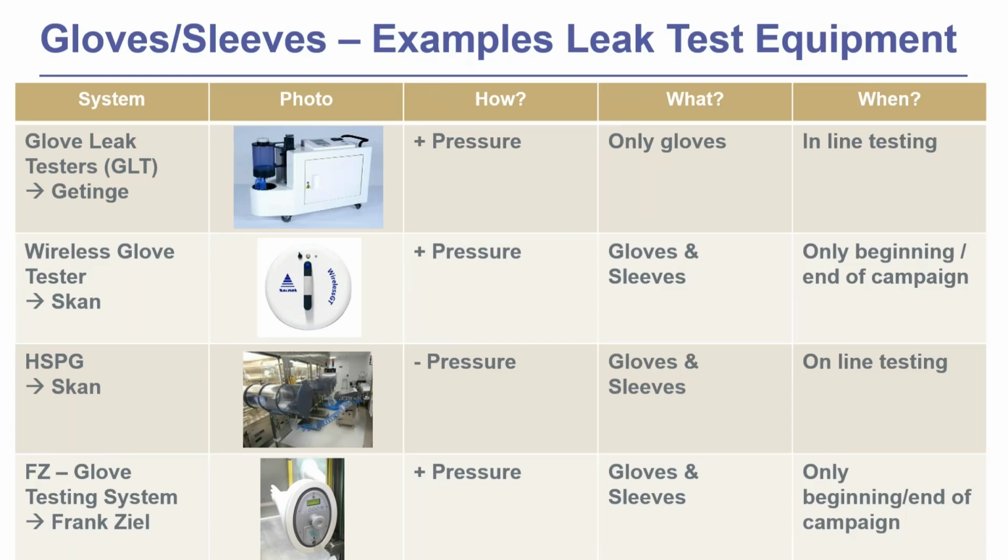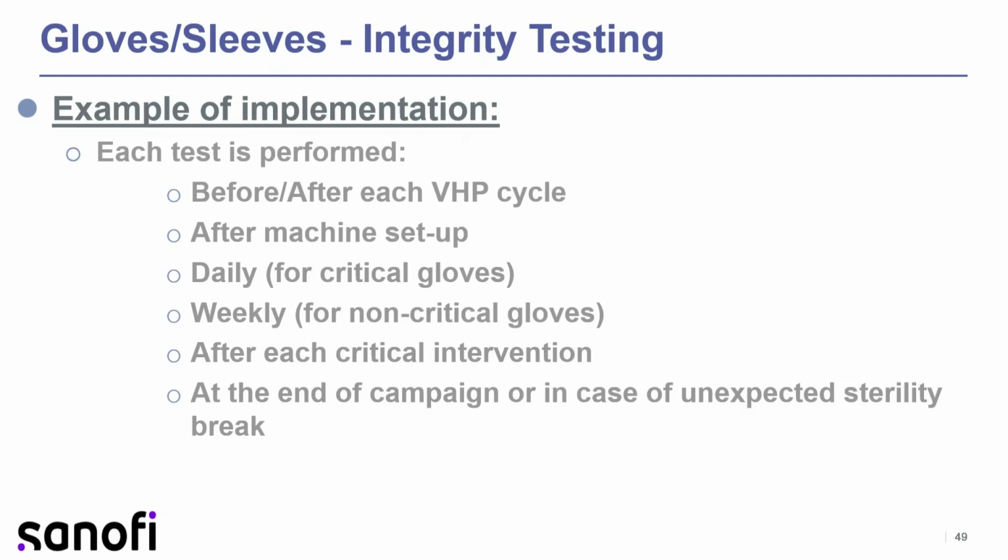It is also important to evaluate using specific test equipment for leak testing of the gloves. You have examples here of equipment that could be used with positive pressure or negative pressure, and different possibilities of what to control and when to control. Here is an example of how to implement integrity testing for the gloves and sleeves. They should be tested, for example, before and after each VHP cycle, after machine setup, daily for critical gloves, weekly for non-critical gloves, after each critical intervention, and at the end of a campaign or in case of unexpected sterility breaks.